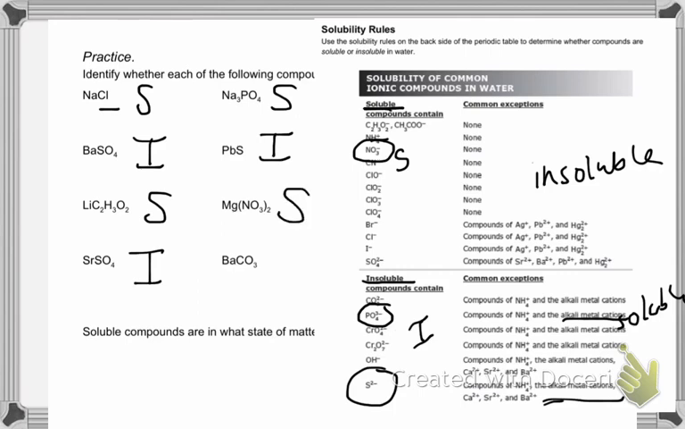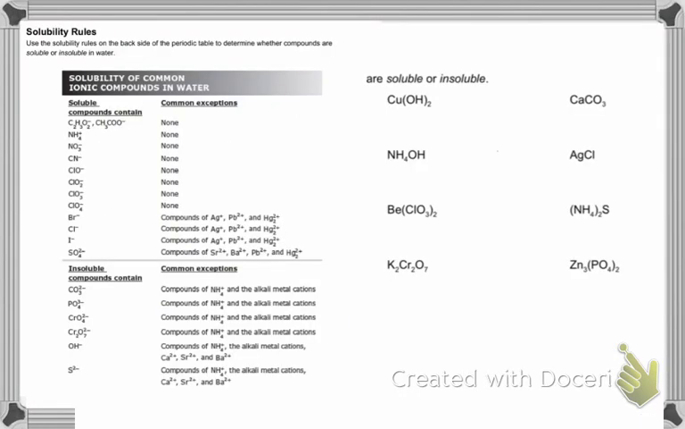Okay, carbonate. Carbonate is right here. Let me just kind of clear this up. So here's carbonate, and these are the exceptions. Well, barium is actually a group 2 metal. It's an alkaline earth metal, so this is still going to be insoluble. We're going to finish up the other side.